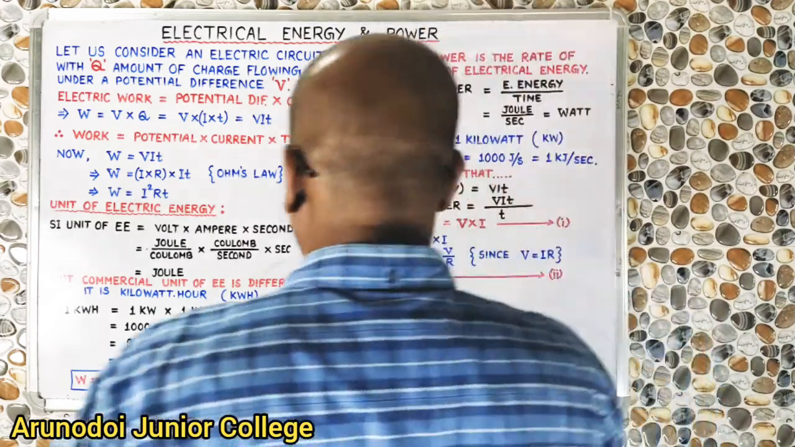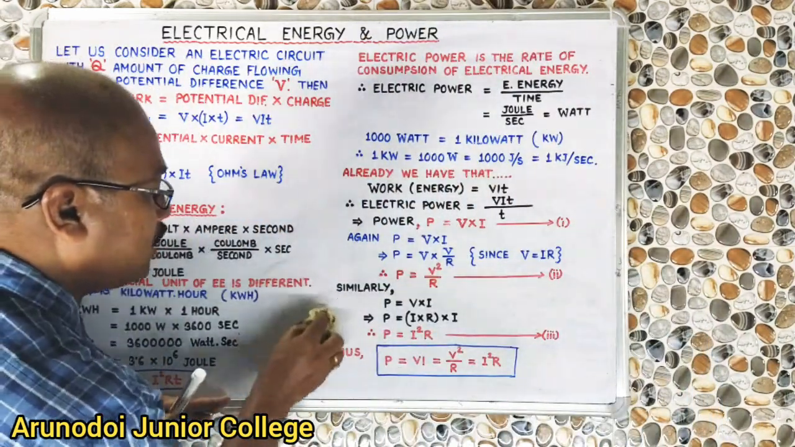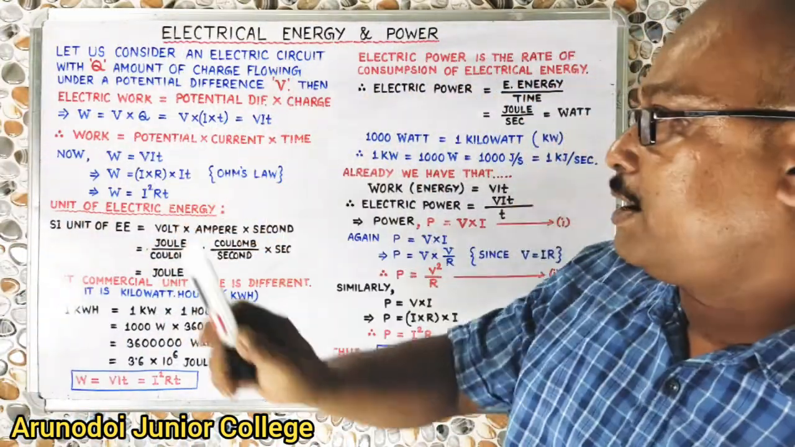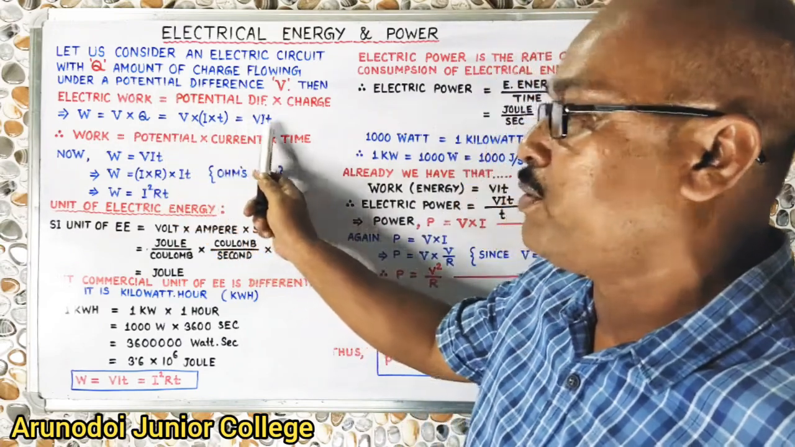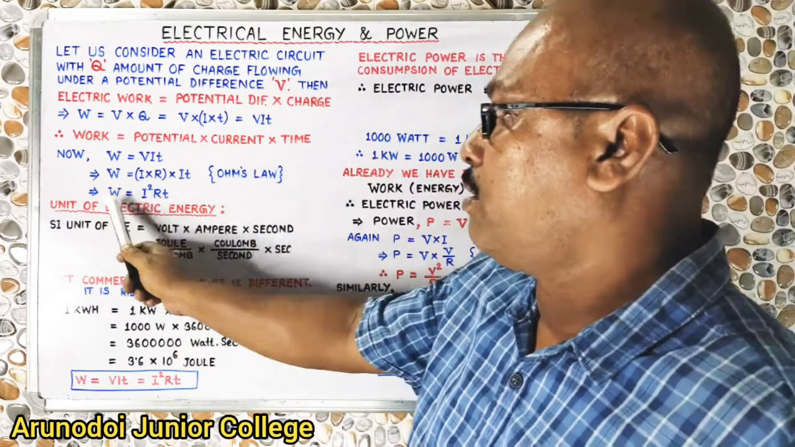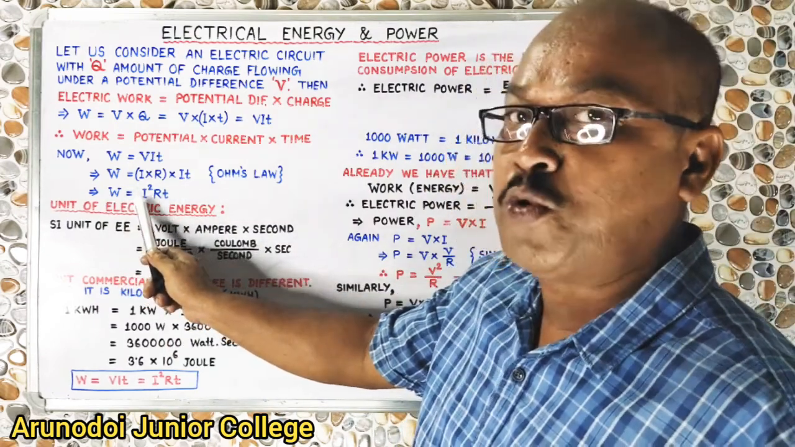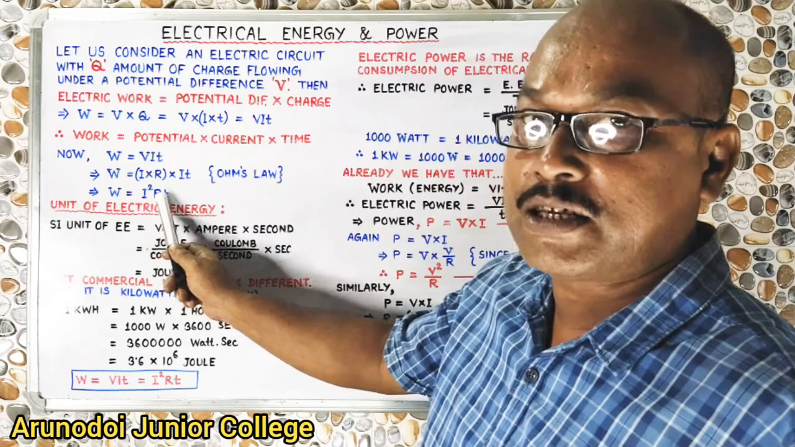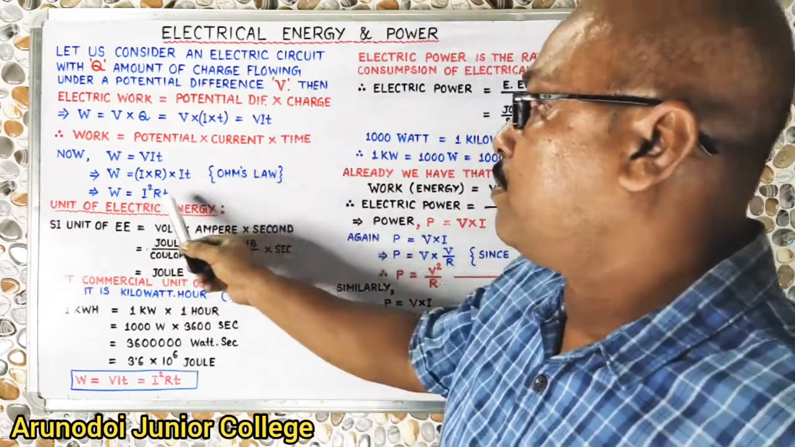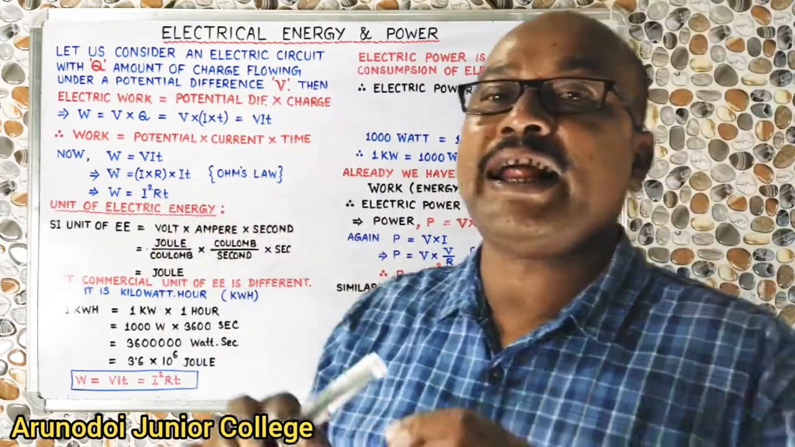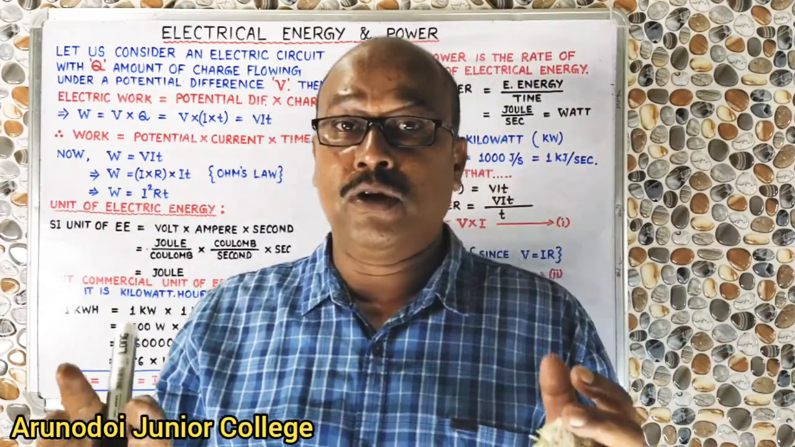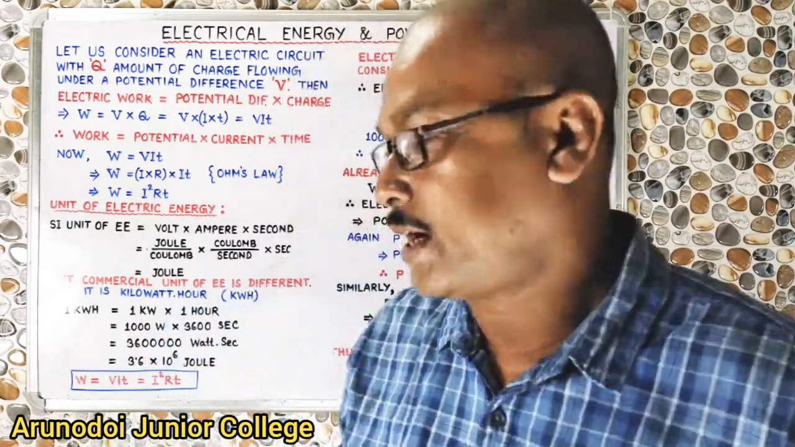So these are the two mathematical formulae to calculate the electrical work. I repeat, the first formula was W is equal to V into I into T, and the second formula W is equal to I square into R into T. That is, work done is equal to square of the current into the resistance of the wire in the circuit into the time. By using these two formulae we can calculate the amount of work done by electric current in a circuit.